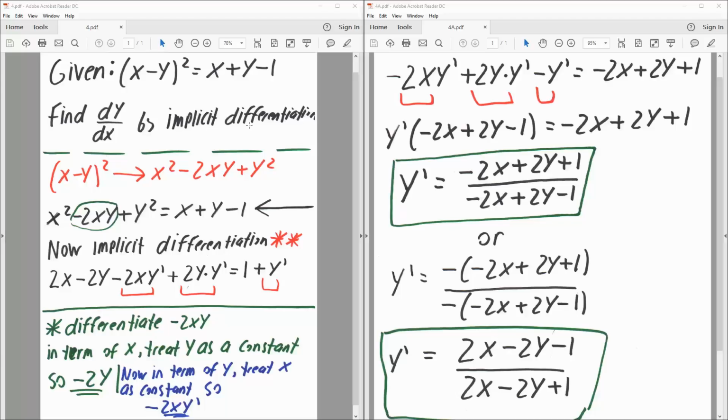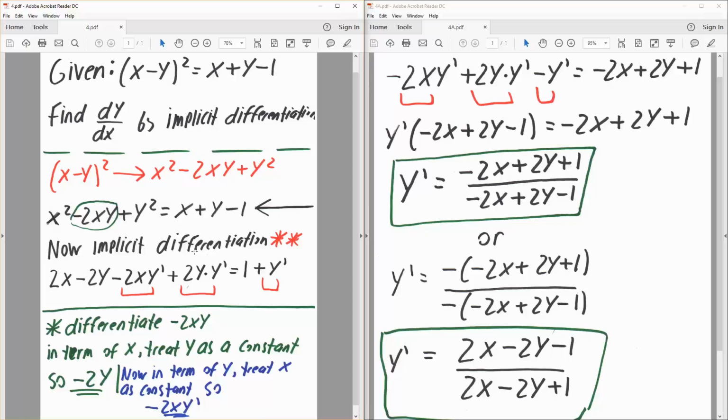The first step we're going to do here is expand x - y squared. When we expand it, we get x^2 - 2xy + y^2. If you want, you can even try this: you get (x - y) times (x - y), and you would ultimately get this. So we're going to replace this with what we expanded: x^2 - 2xy + y^2 = x + y - 1.